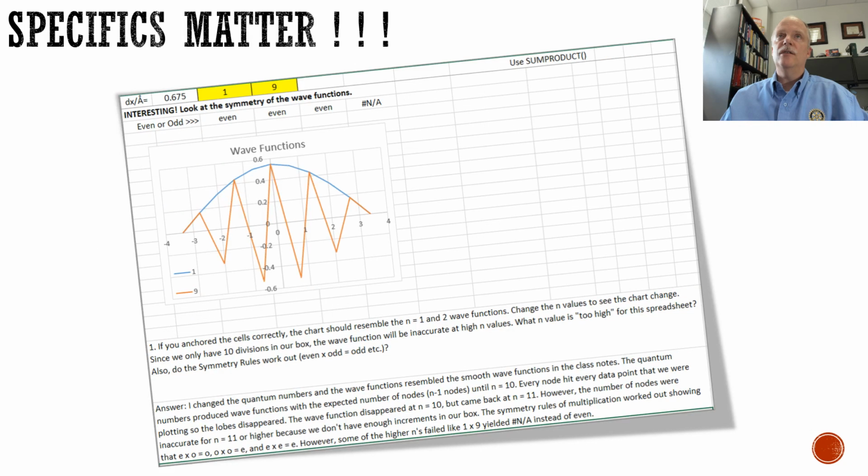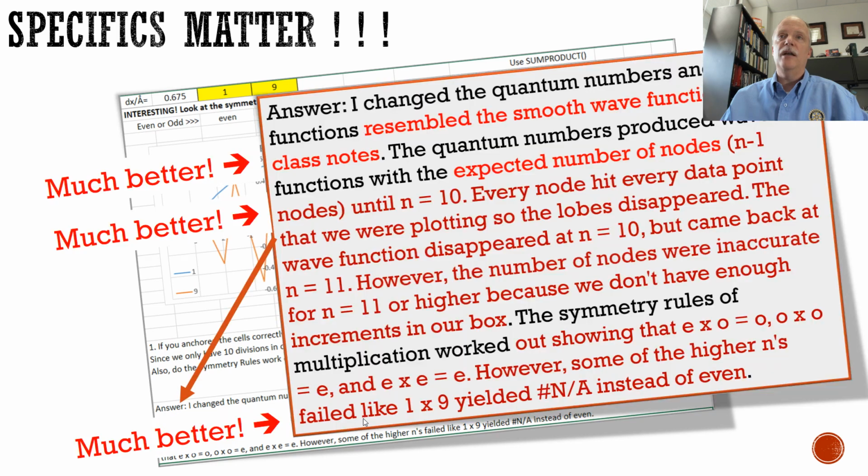So let's look at a good answer. Specifics matter. So here's this answer. I'm going to zoom in on that. And so here's an adequate answer, actually a good answer. I changed the quantum numbers and the wave functions resembled the smooth wave functions in the class notes. Notice you're actually evaluating what the wave functions look like. You're not just saying they changed. Anybody can say they changed. This tells me that you're acknowledging that the ones in class were smooth and these resemble those. They're not as smooth because we only have 10 increments in our box.